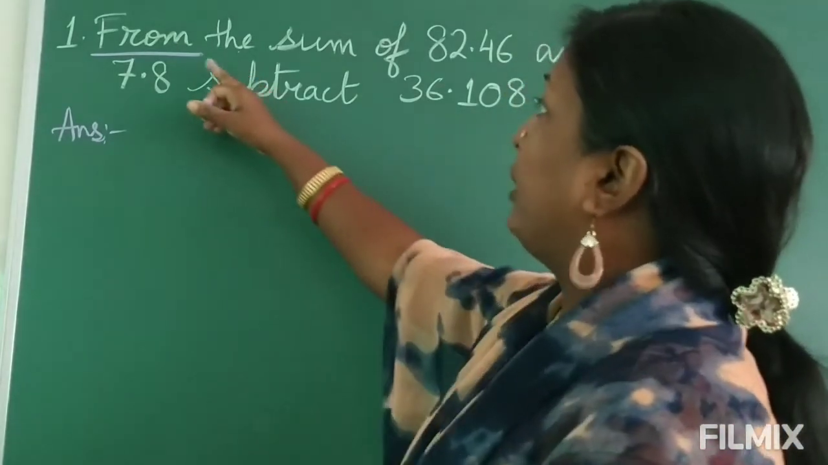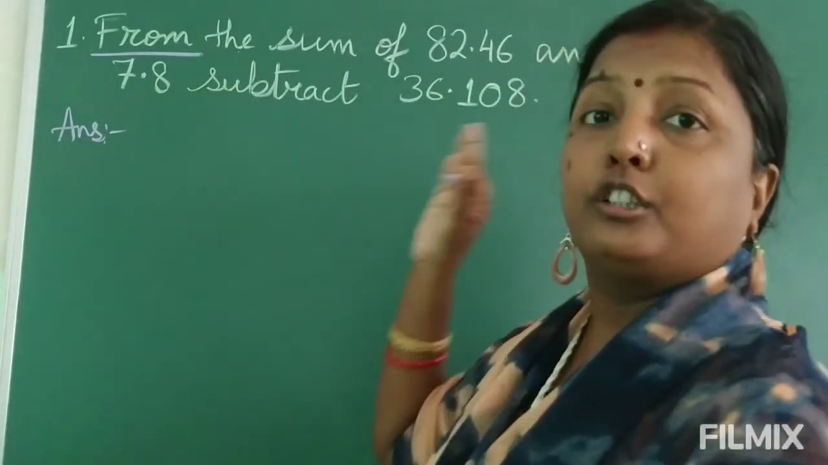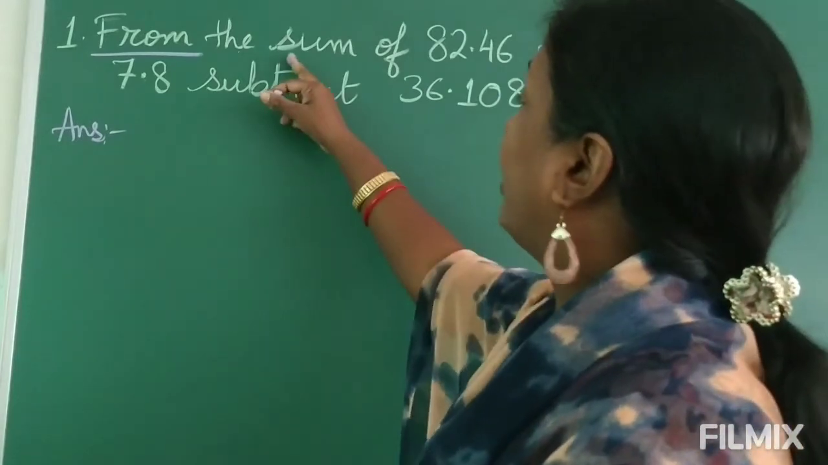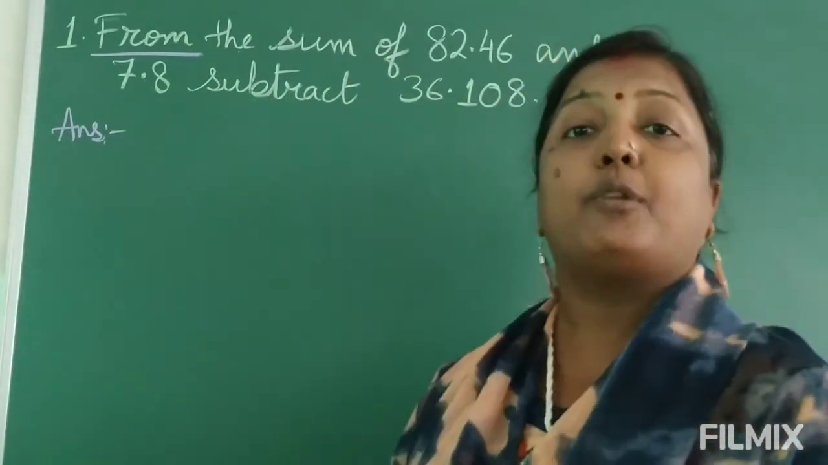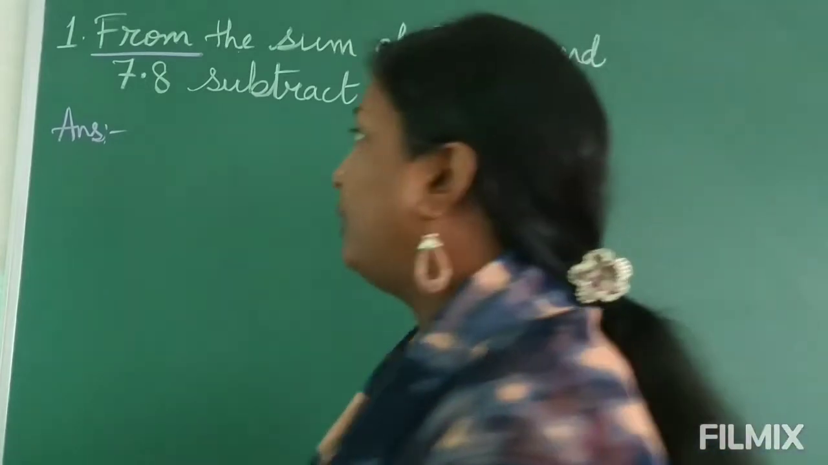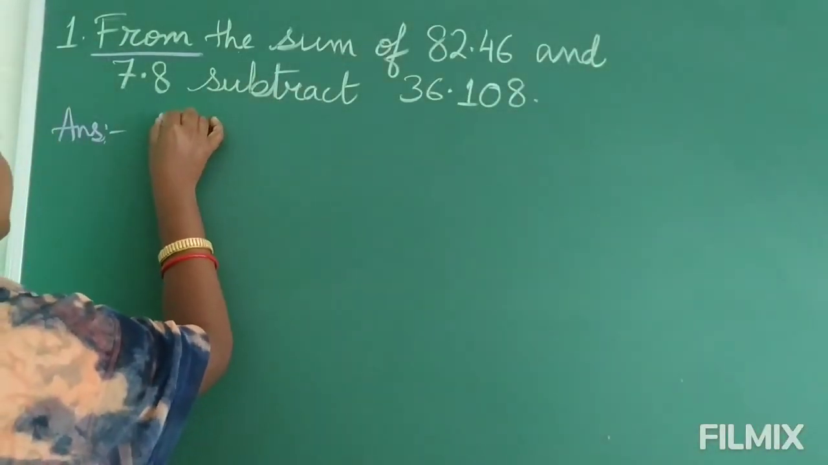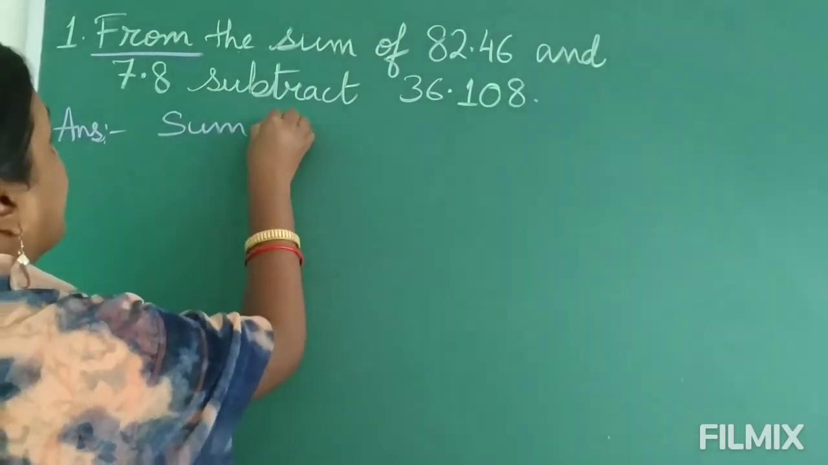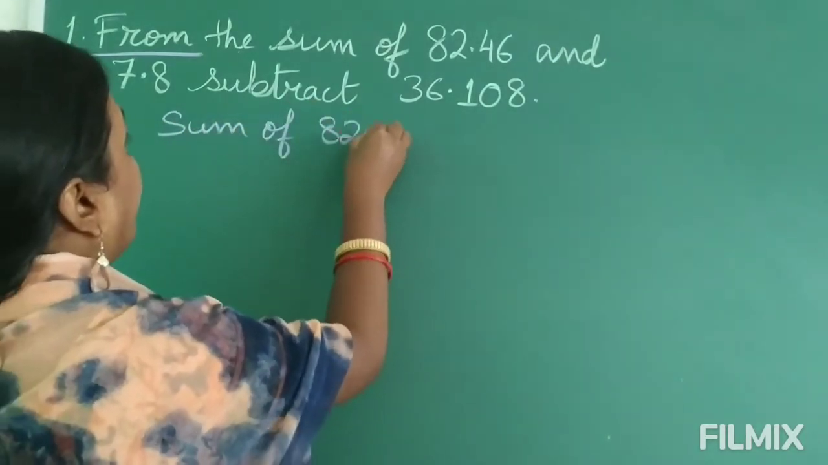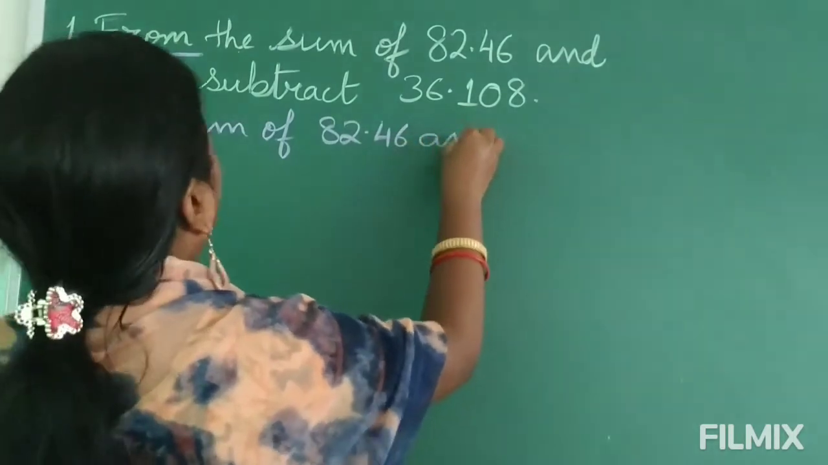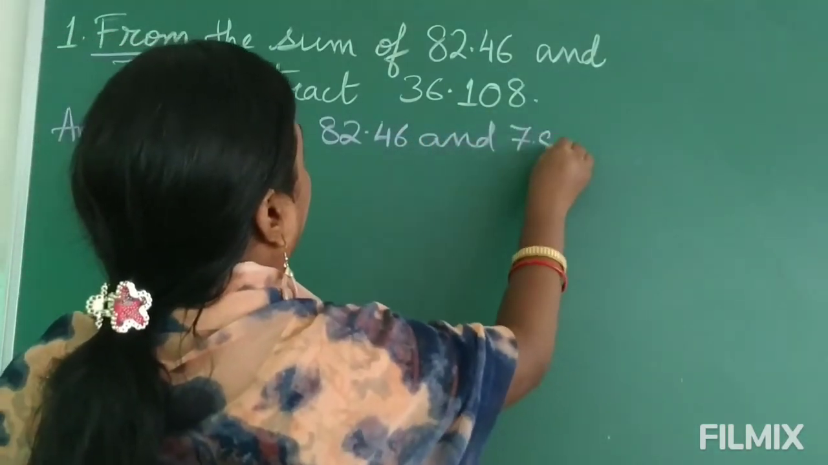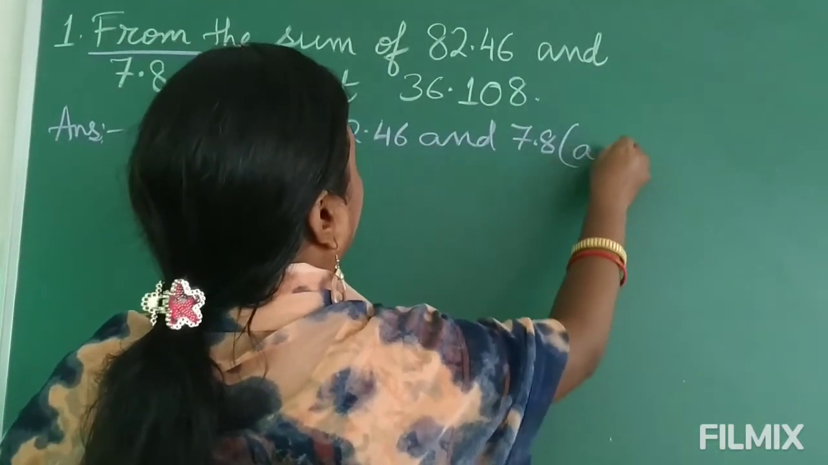So here, when you say the sum of, the first thing you have to do is work out this sum of. Sum of means add. So you are going to add the sum of 82.46 and 7.8. Sum of means add.